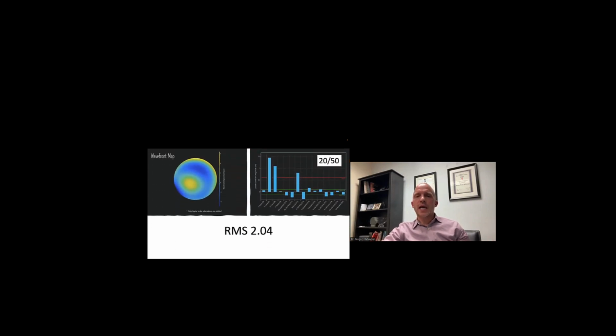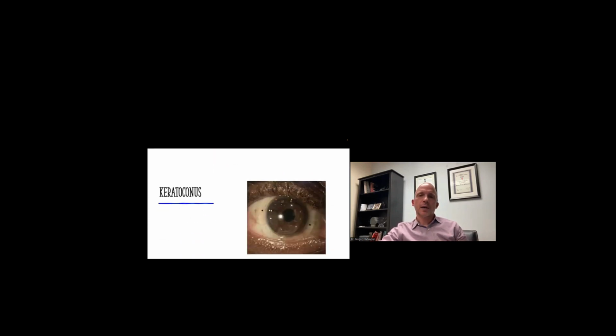So this is his aberrometry with a standard optic lens. His RMS value is 2.04, which is really high. In fact, the average for the normal eye without keratoconus or eye disease is 0.33. So this is with his scleral contact lens, and it's certainly why he's seeing 20/50 vision, and he has significant residual coma and spherical aberrations.